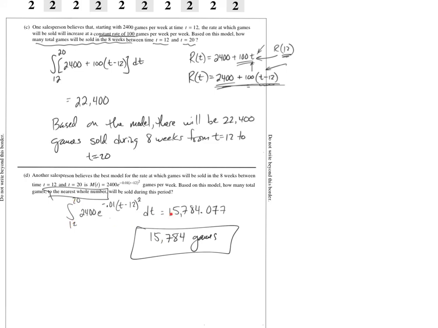So there you go, all four parts, A through D. Nothing too crazy there, except for this t minus 12 thing. I think that's a little bit hinky. But there you go.